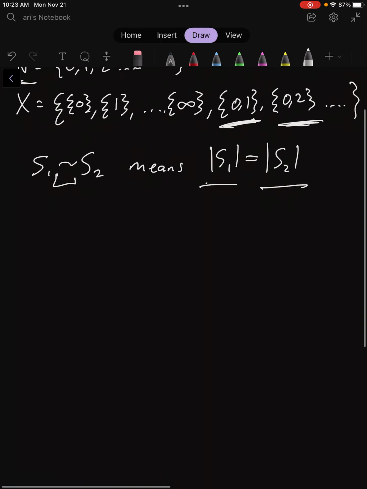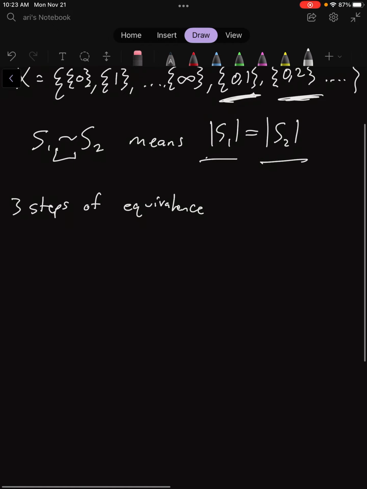So for number 1, we want to show that this is an equivalence relation, and there's three steps of equivalence. I'm not sure if I spelled that correctly. Yeah, I think it's good. Okay, so 3 steps of equivalence. The first one is called the reflexive property, number 1, and kind of like with induction, these equivalence problems follow a step-by-step sort of guideline where you have to show that these 3 properties are all satisfied.